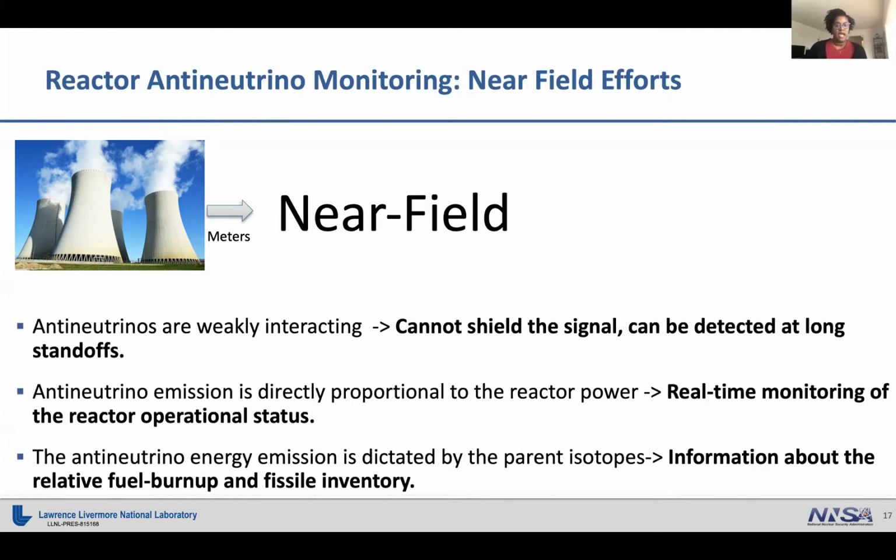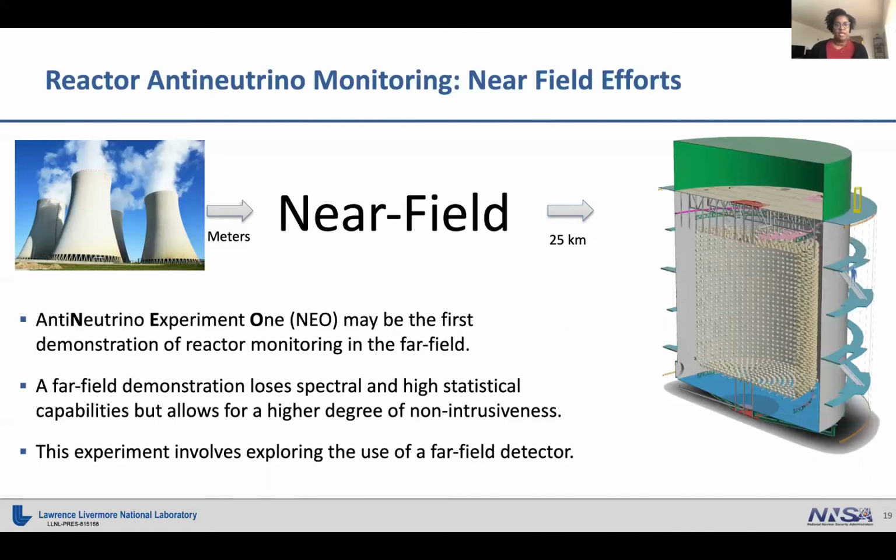But one question that we now have is, well, we know antineutrinos are weakly interacting, and so we could possibly detect them on the order of kilometers, even further away from their location of interest. I mean, we have antineutrino detectors that literally can see antineutrinos from supernovas or neutrinos from the sun. So our question is, well, what can we do in the far field? Like, how far away can we be and still see antineutrinos, and how can that be useful for safeguards purposes? And so that's why we have antineutrino experiment 1, which is also referred to as NEO or NE1 sometimes.